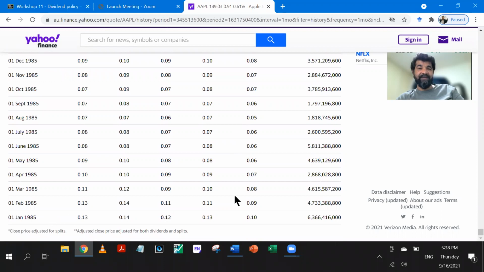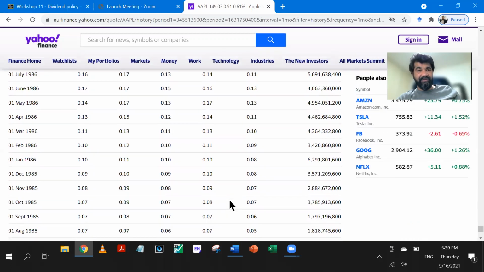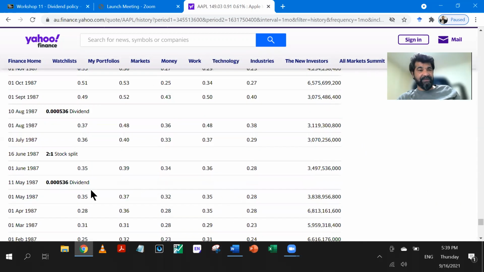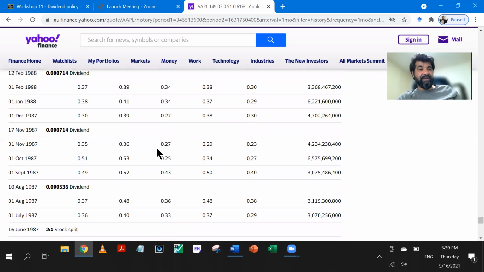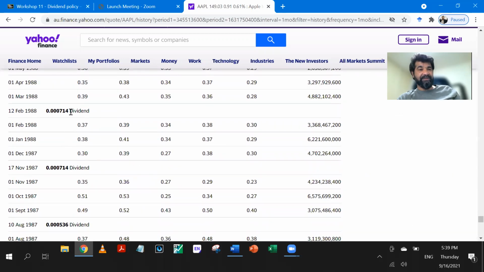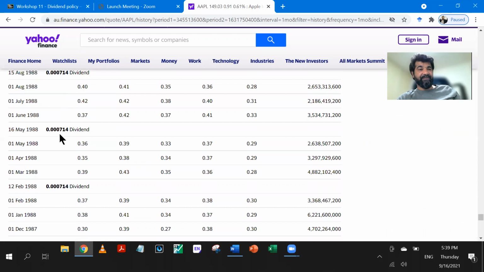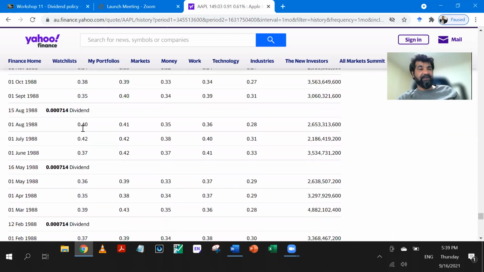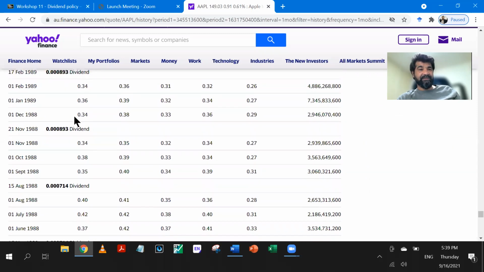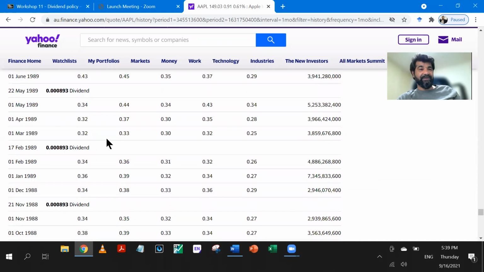Actually, they started in December 1980 to become a public company, and in 1985 you see that no dividend was paid. 85, 86, 87. So in 87 they paid the first dividend, after 7 years. Then you can see the dividend was paid. In 88 they paid twice. One in February, once in May, one in August, November. Four times, quarterly, they paid dividend.